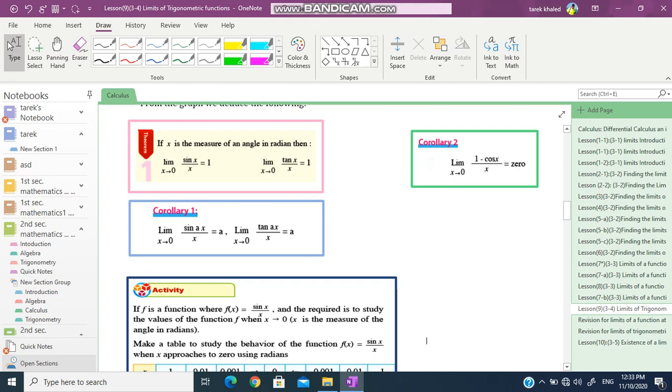So corollary number 1: the limit as x approaches 0 of sine ax over x is the coefficient of the angle of sine, which is a, and the limit as x approaches 0 of tan ax over x equals the coefficient of the angle of tan, which is a.